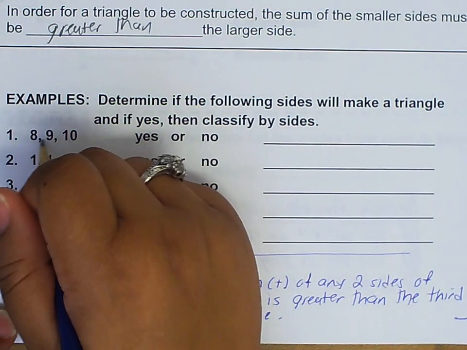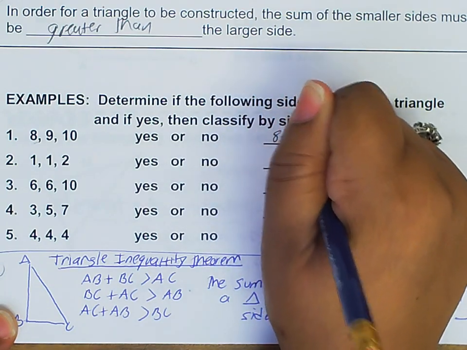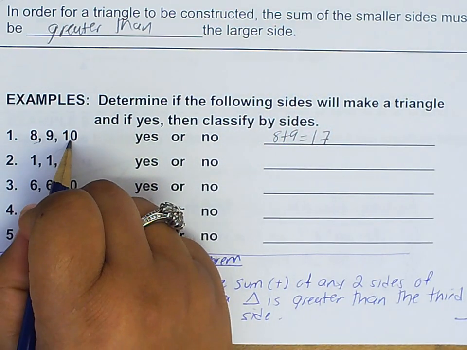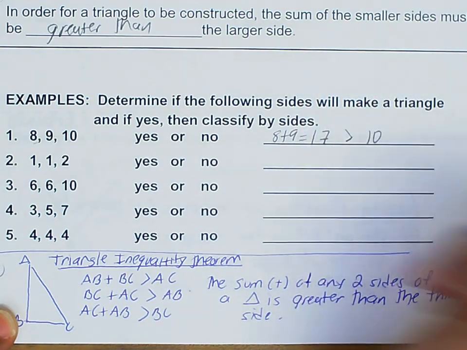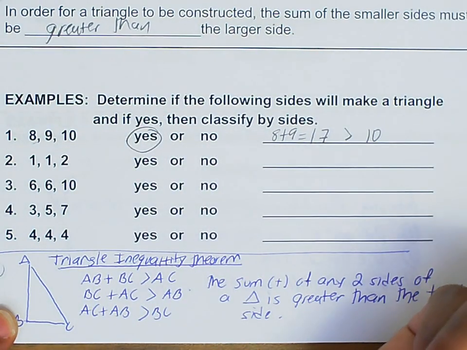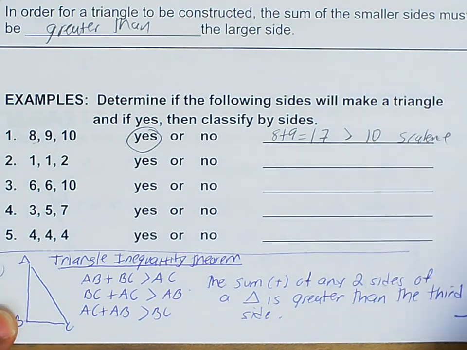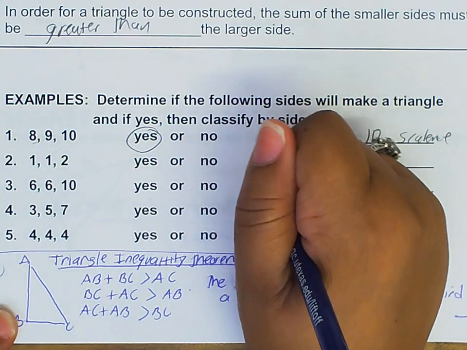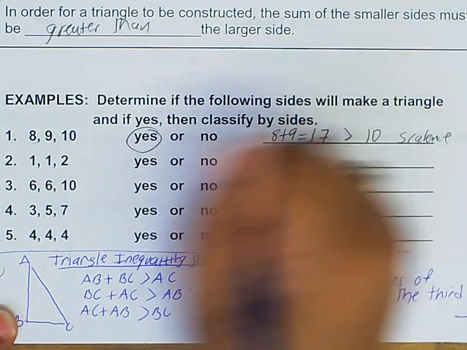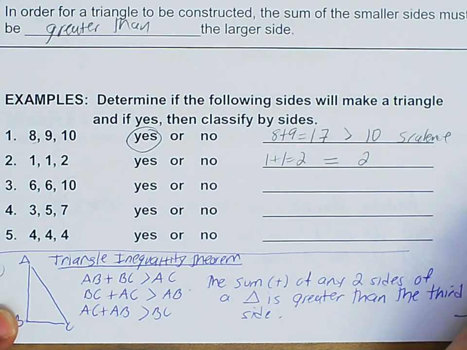All right, again, like you did before, you take the two smaller ones, 8 plus 9, which gives me 17, and then I have my other number, which is 10. This is greater than, so I can circle yes, and then all the sides are different, so I could put scaling. All right, I'm going to do the same thing. Take the two smaller sides, 1 plus 1, which is 2. 2 equals 2, so this is definitely a no.